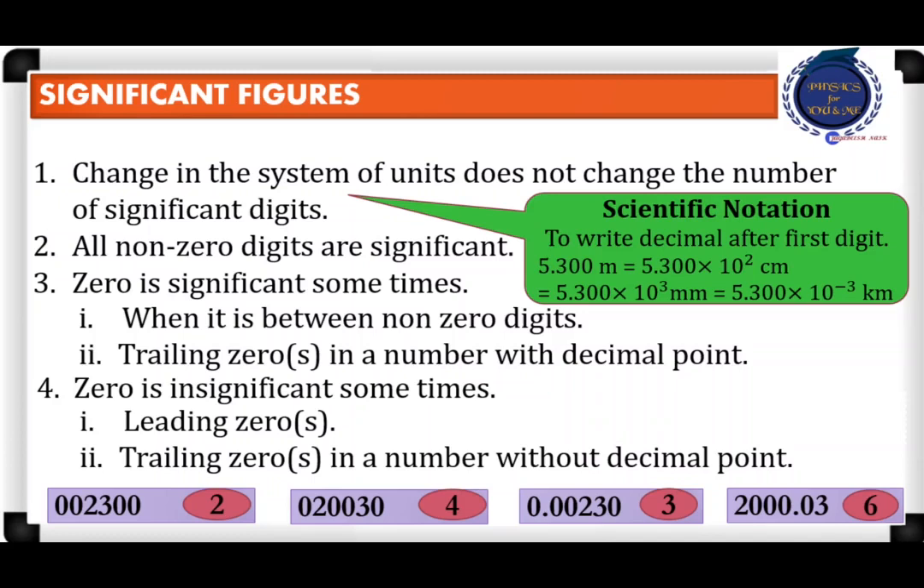It is equal to 5.300 into 10 raised to 2 centimeter, or it is equal to 5.300 into 10 raised to 3 millimeter, or 5.300 into 10 raised to minus 3 kilometer. Here we are changing the system of units, but in every case the number of significant figures is equal to 4. That indicates that the change in the system of units does not change the number of significant digits.